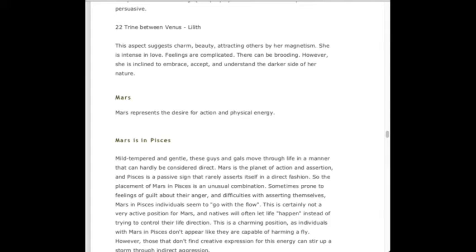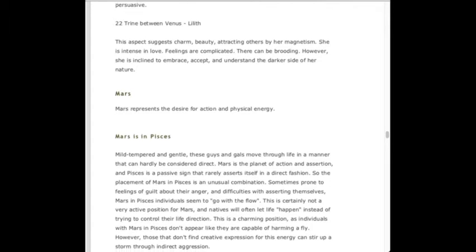Sometimes prone to feelings of guilt about their anger and difficulties with asserting themselves, Mars in Pisces individuals seem to go with the flow. This certainly is not a very active position for Mars, and natives will often let life happen instead of trying to control their life direction. This is a charming position as individuals with Mars in Pisces don't appear like they are capable of harming a fly.